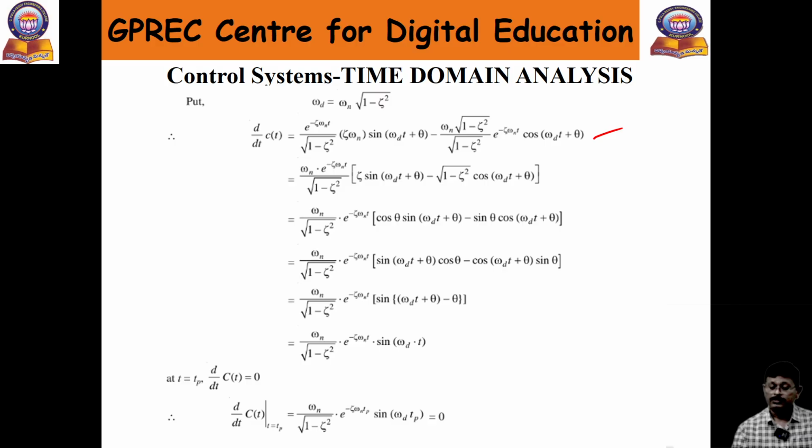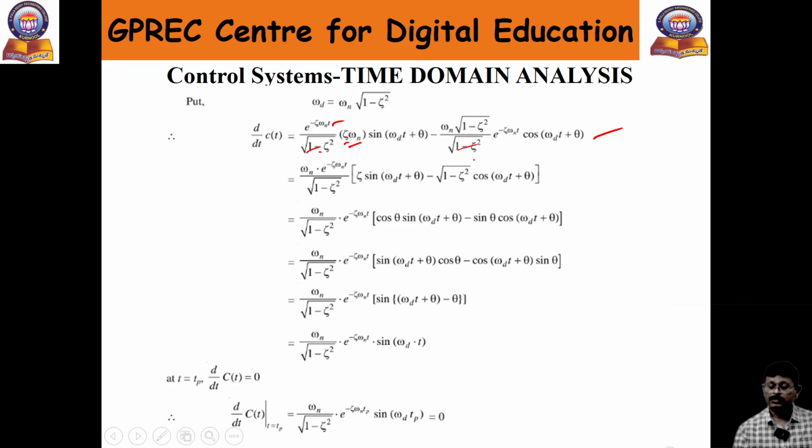Zeta omega n sin omega d t, so zeta omega n, root of 1 minus zeta square, e power minus zeta omega n t. I'm applying the same rule here. I'm taking zeta omega n outside, then zeta sin omega d t plus root of 1 minus zeta square cos omega d t. This is cancelled, so I'm taking common the e power minus zeta omega n t and 1 by root of 1 minus zeta square.